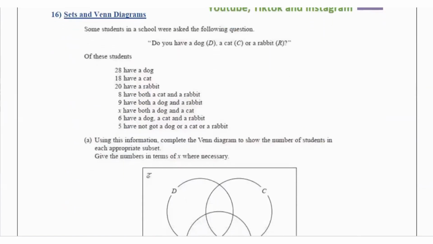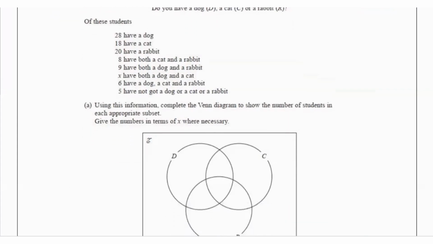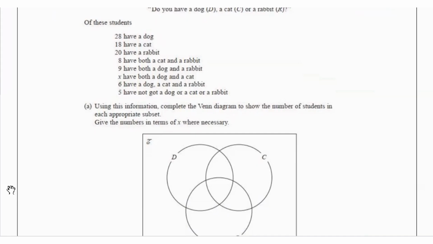Then it says some students in a school were asked the following question: do you have a dog, a cat, or a rabbit? Of these students, 28 have a dog, 18 have a cat, 20 have a rabbit, 8 have both a cat and a rabbit, 9 have both a dog and a rabbit, x have both a dog and a cat, 6 have a dog, a cat, and a rabbit, and 5 have not got a dog, a cat, or a rabbit. Using this information, complete the Venn diagram to show the number of students in each appropriate subset. Give the numbers in terms of x where necessary.